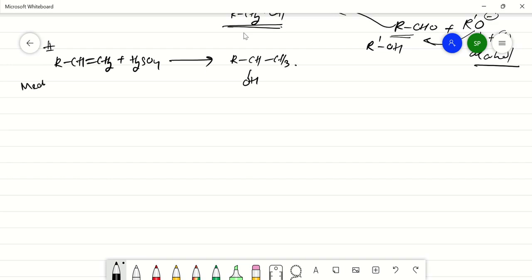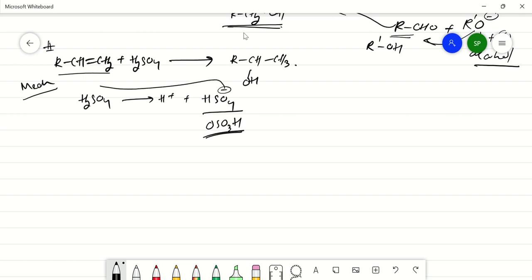This H2SO4, if you see, is an acid, so technically it will produce one H plus ion along with HSO4 minus. Or we can also call this OSO3H. So if we remember the Markovnikov addition, it states that the negative part of the addendum will be added to the carbon with less number of hydrogens. So this negative part will be attached to this carbon.